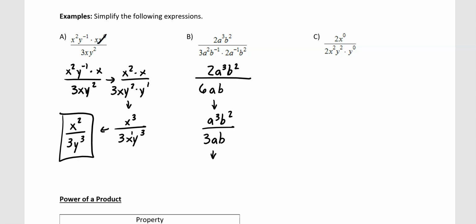When I do that, I would have a squared b over 3, right? Because 3 minus 1 is 2, 2 minus 1 is 1. All right, last one. Letter C.